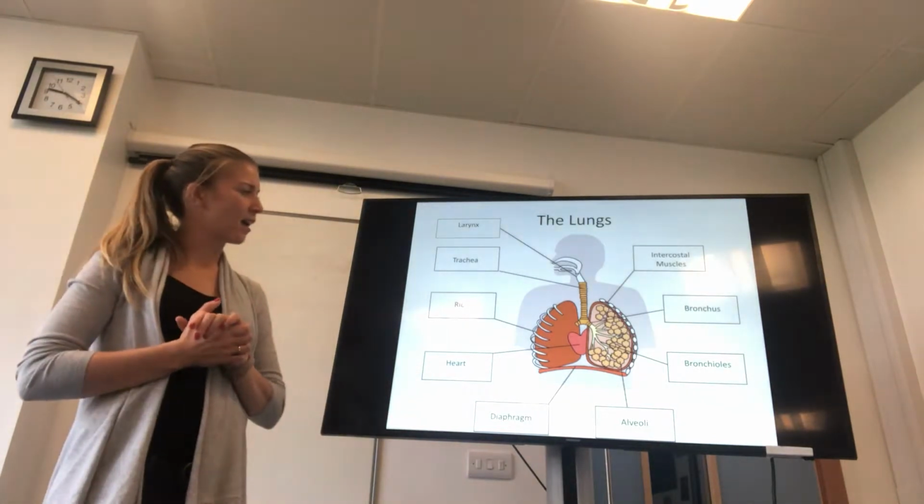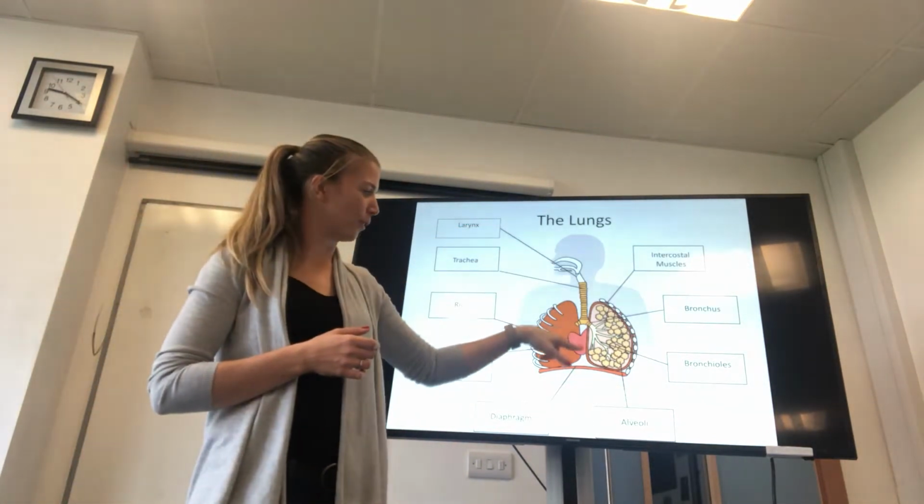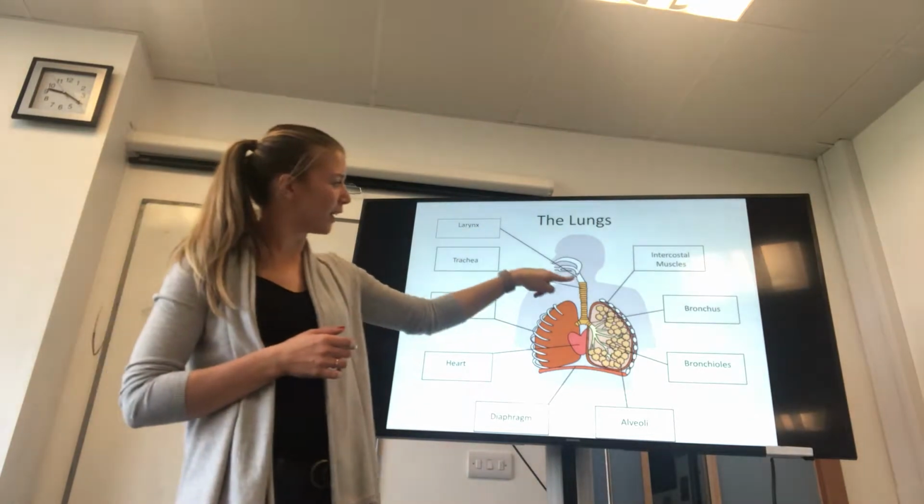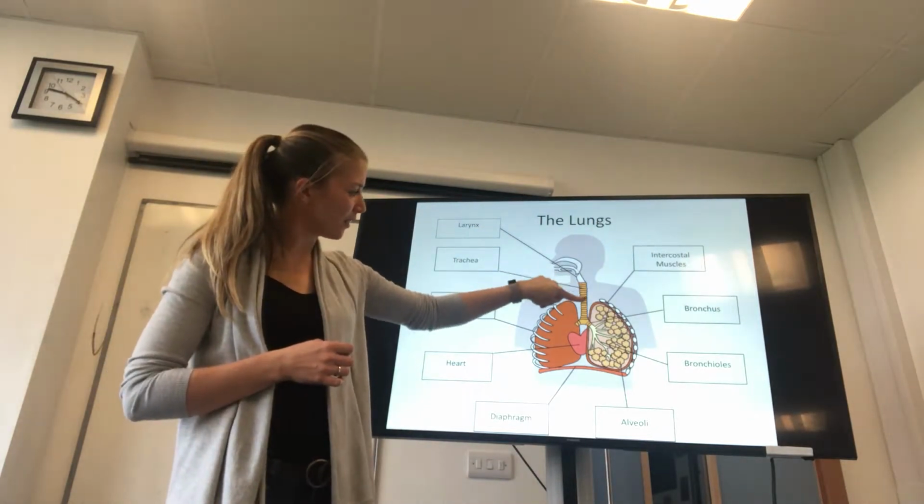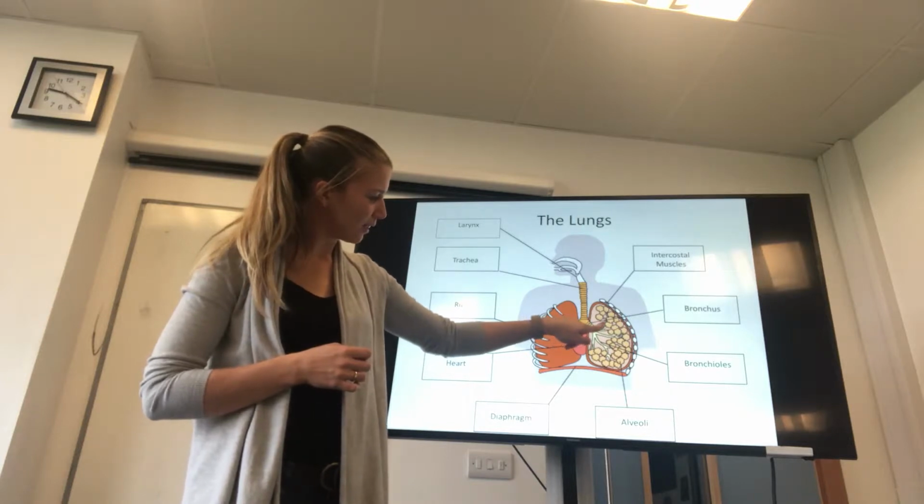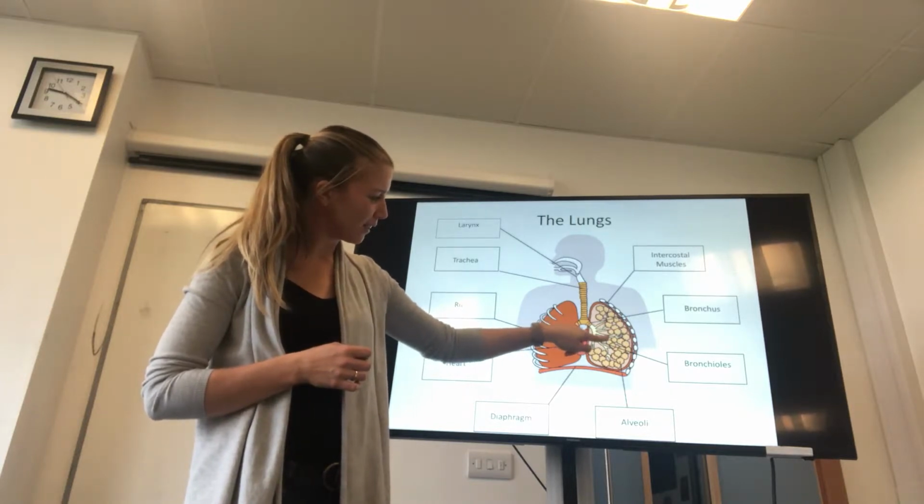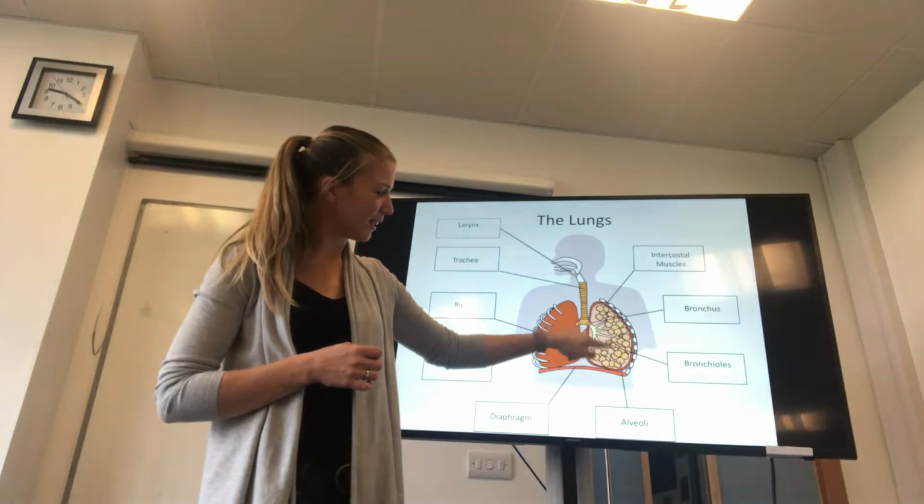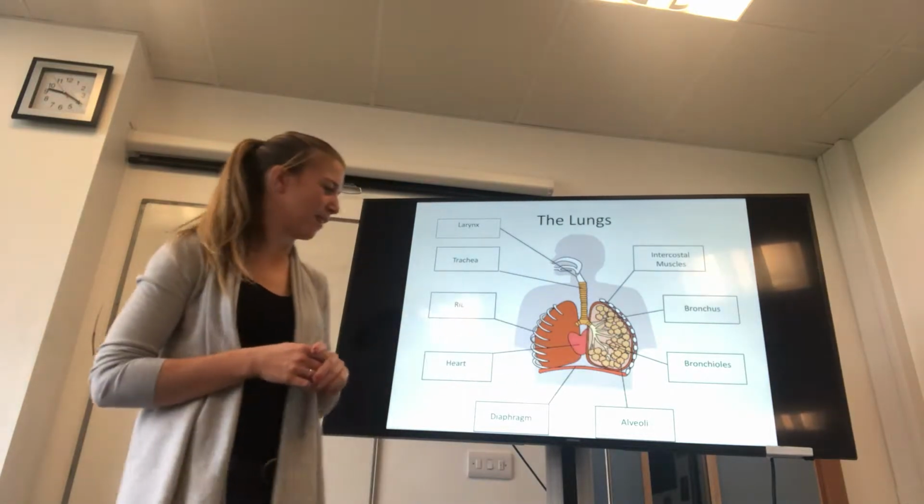So how does the air come down through it? Can anyone talk me through it? So it goes in through the, down the trachea, into the bronchi, yeah, bronchioles, alveoli. Perfect.